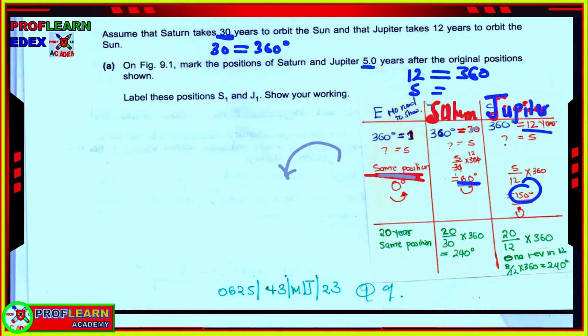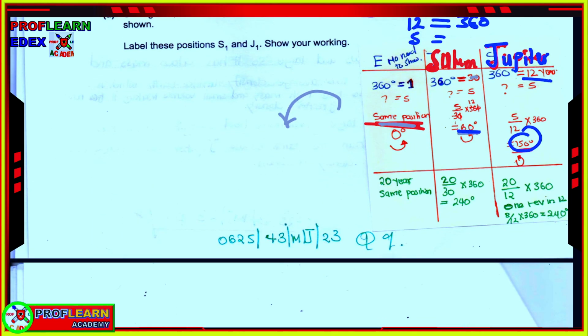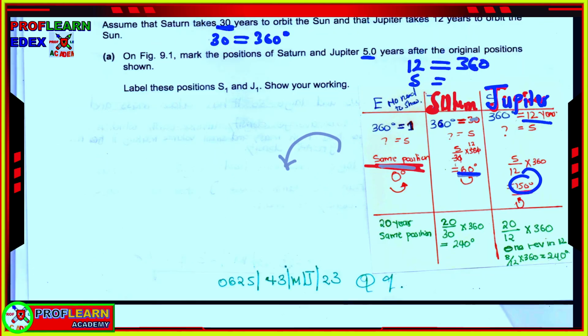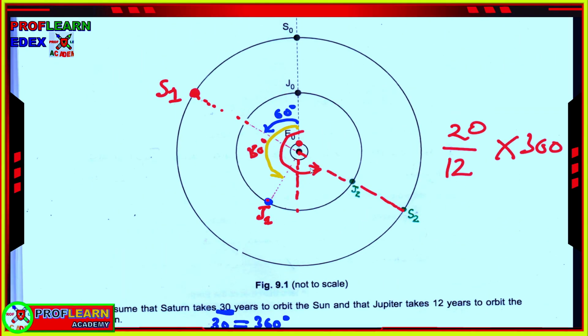So let me just show you here. 20 over 12, because for Jupiter, one revolution is equivalent to what? One revolution is 12 years, right? So in 12 years, it has made one revolution, so it will be at the same point. Let me just take you back here. For Jupiter, let me just erase everything that we are having here.